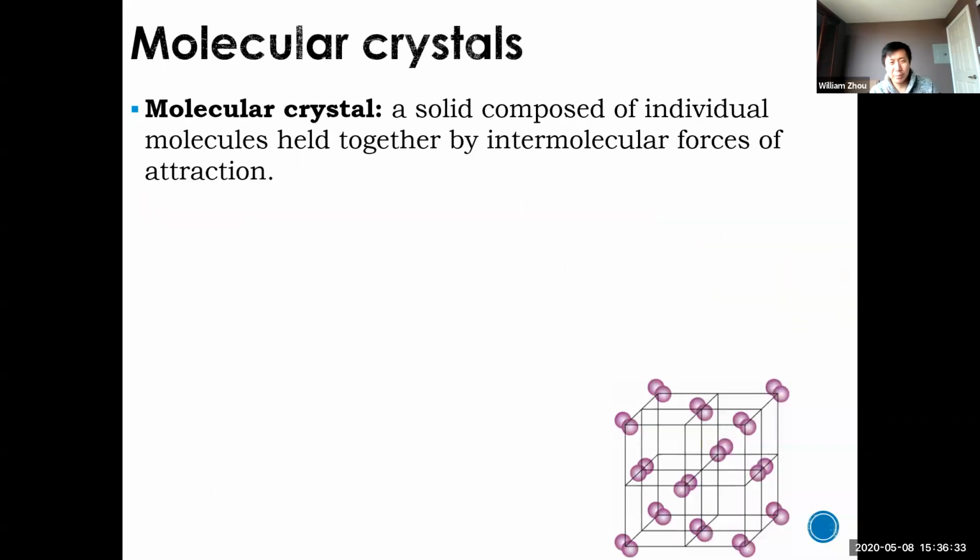The next one is molecular crystals. As you can imagine, molecular crystals are held together by intermolecular forces between molecules. Don't get confused between molecular crystals and molecular covalent networks. They're not the same. A molecular crystal would be a molecule such as iodine, I2. That's a covalent bond between the two I's.